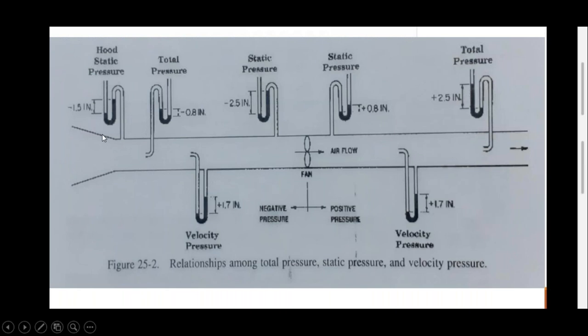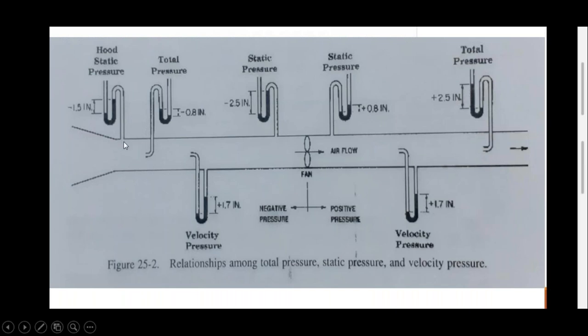For example, here is a pipe or duct, and we have a fan here. Here is the downstream side where there is a negative pressure, and here is the upstream side, which has positive pressure. How can we measure the static pressure, velocity pressure, and total pressure?